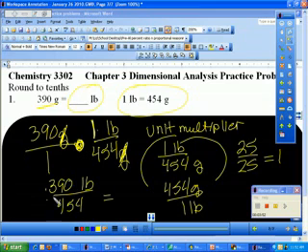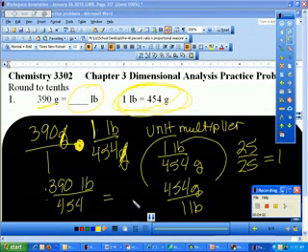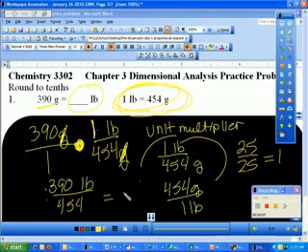So now we're going to divide 390 by 454. What do you get? Oh, I'm sorry. Yep. Okay, so Morgan, what's 390 divided by 454? 0.9. If we're just rounding to the nearest tenth, so it's going to be 0.9 pounds. If you convert 390 grams to pounds, it's going to end up being 0.9 pounds for your final answer.